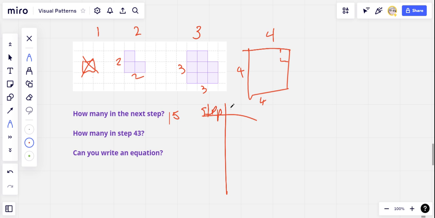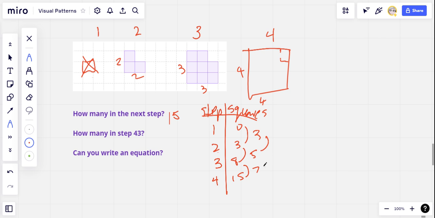So I'm going to make a chart with the step number and the number of squares. So in step 1, we've got 0. In step 2, we've got 3. In step 3, we've got 8. And in step 4, we've got 15. So we'll take the difference between each step. So 3 minus 0 is 3. 8 minus 3 is 5. 15 minus 8 is 7. And this is not a constant, so we see it's not a linear pattern.